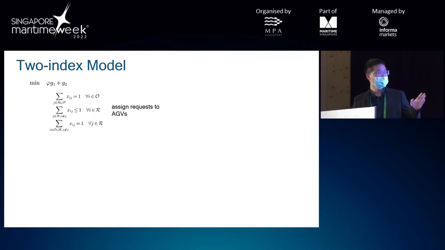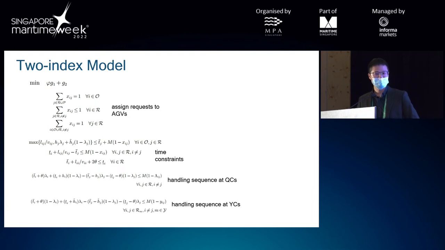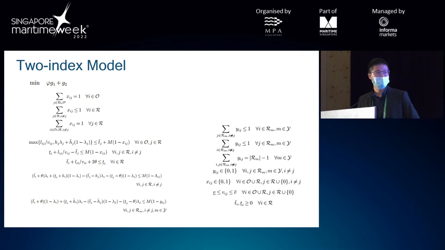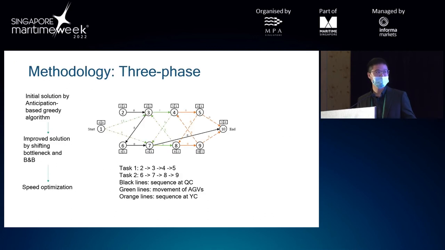First, we have some constraints to assign requests to AGVs. Then we have the time constraints for all the tasks. We also have some constraints for handling sequences at the cranes because the handling sequence at the yard crane is unknown. So we have to constrain these handling sequences at YC to ensure it is elementary and every task will be handled.